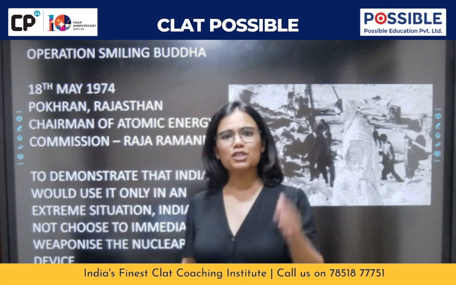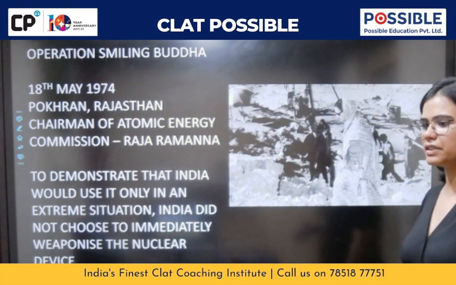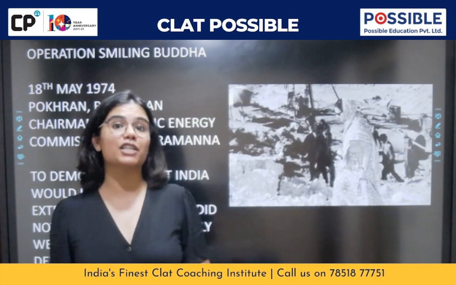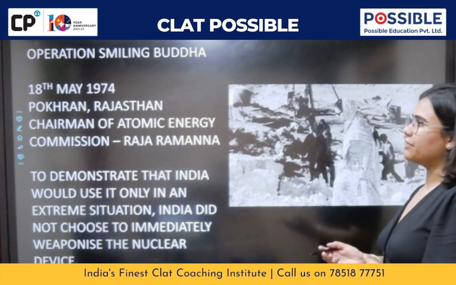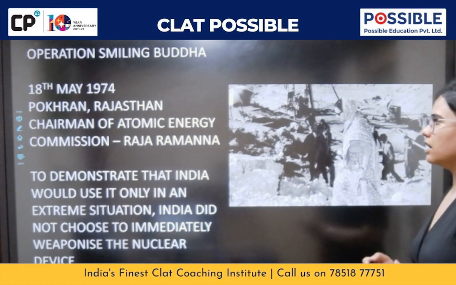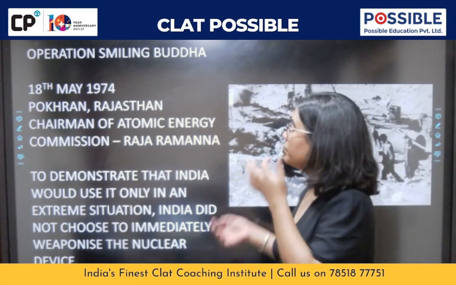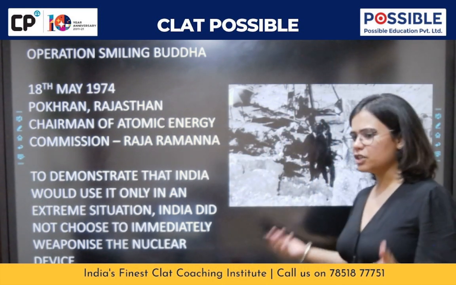So the name of this particular operation was Smiling Buddha because it happened on Buddha Purnima. The army also named it Operation Happy Krishna, right? So it happened on the 18th of May in 1974 in Pokhran. Of course, the Prime Minister at that time was Indira Gandhi. And the project director was also the chairman of the Atomic Energy Commission, and his name was Raja Ramanna. And of course, we did it.